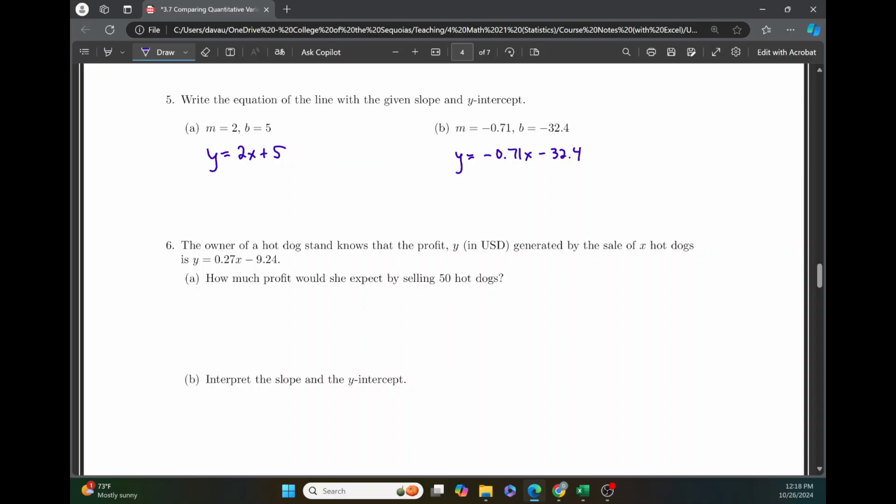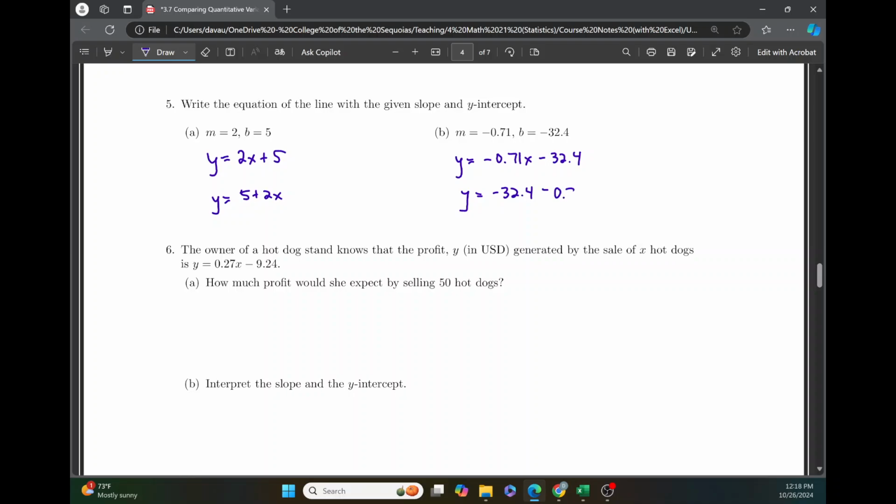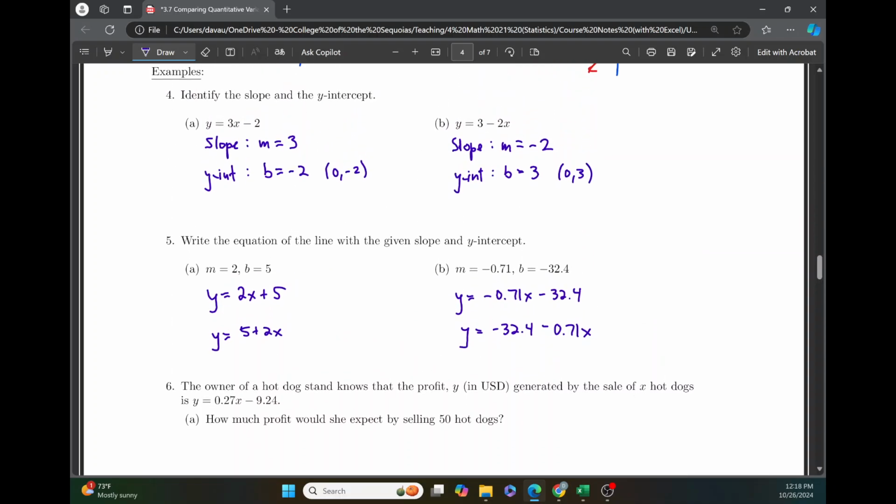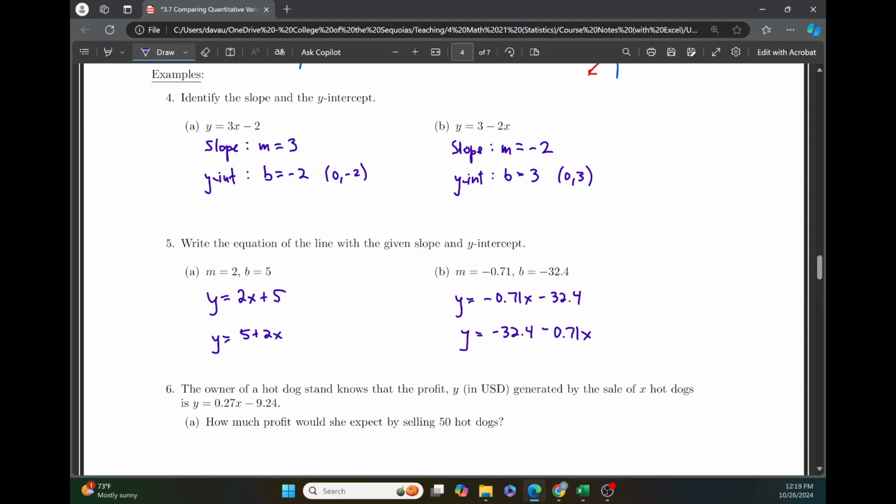You can rewrite these. You could say y equals 5 plus 2x. Or you could say y equals -32.4 minus 0.71x. Just make sure that you take the appropriate sign that comes with the number, right? Like, for example, y equals 3x minus 2 would be rewritten as -2 plus 3x.